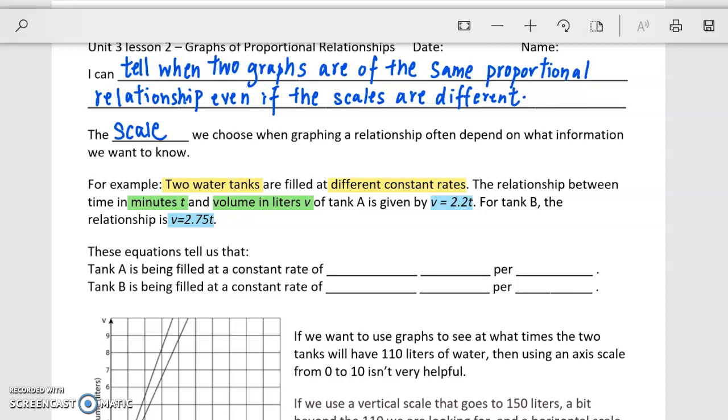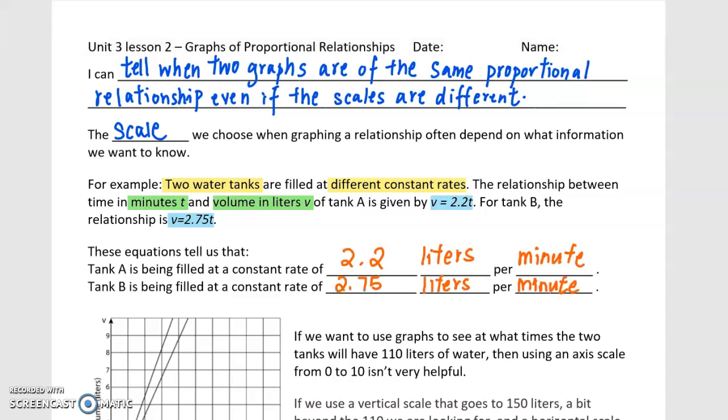These equations tell us that tank A is being filled at a constant rate of 2.2 liters per minute. Because the 2.2 in the equation is your slope, is your rate of change. So that's what that means. So tank B, the 2.75 is your rate of change. It means that per minute, 2.75 liters of water is going to be filled in that tank. So now we know what the equations mean, and then we can go ahead and look at some graphs.